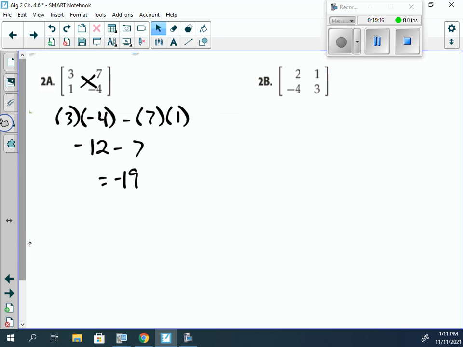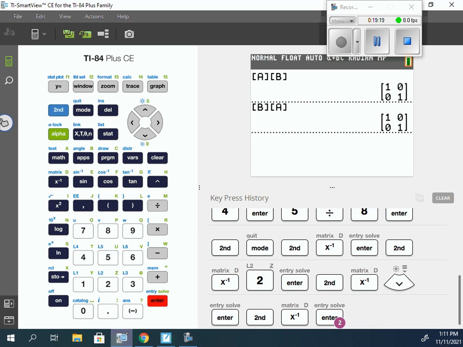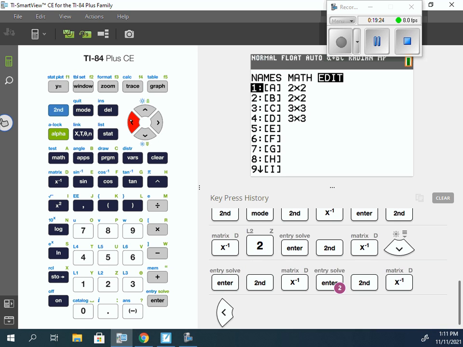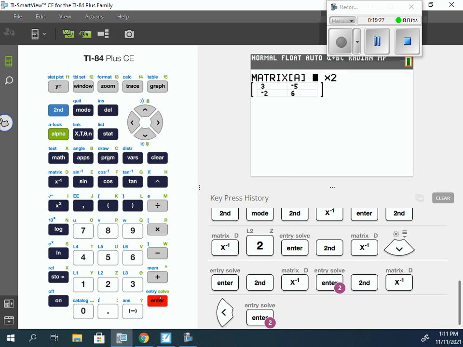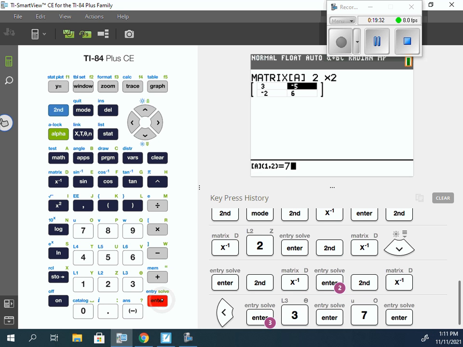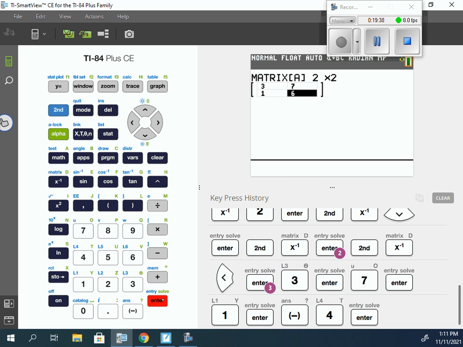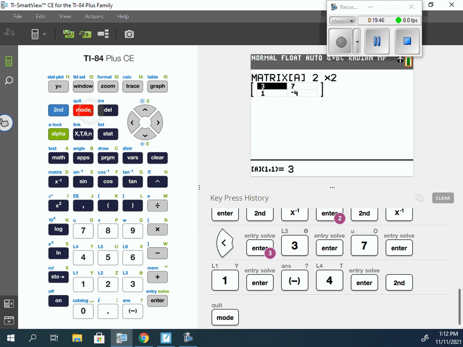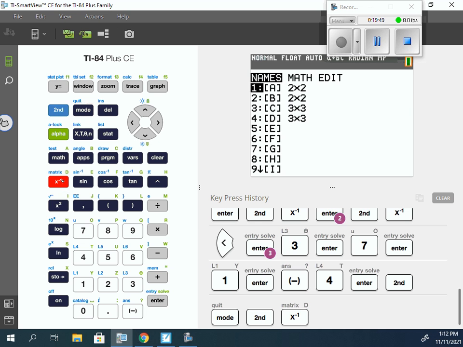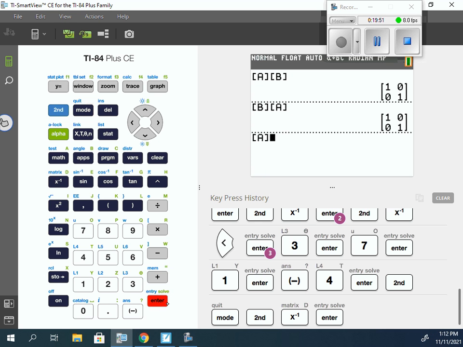Let's use the calculator this time. So to find the inverse of 2a, the first thing we'll have to do is enter the matrix in. So it'd be a 2 by 2, and we would have 3, 7, 1, and -4. We would just type it in. Now, once we get this typed in, we can go second quit. Second matrix A. Because we're going to call up this matrix.